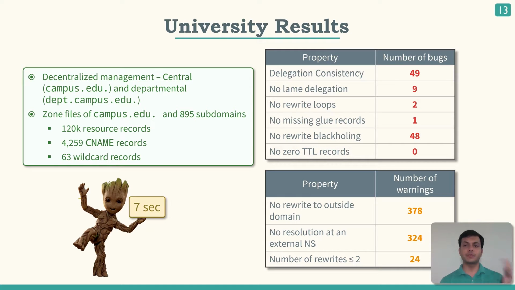The violations of properties in the first table are functional violations and are considered bugs, while the properties in the second table showcase GRoot's ability to help operators explore and understand the behavior of the DNS configurations. Violations of these properties are not necessarily bugs, but are interesting behaviors that an operator may be interested to examine. Let's take a closer look at some of the bugs.